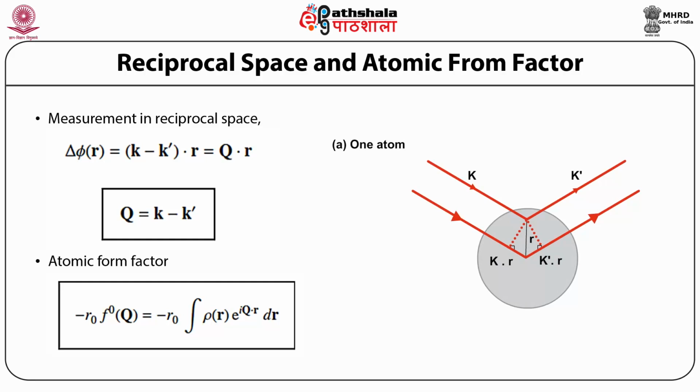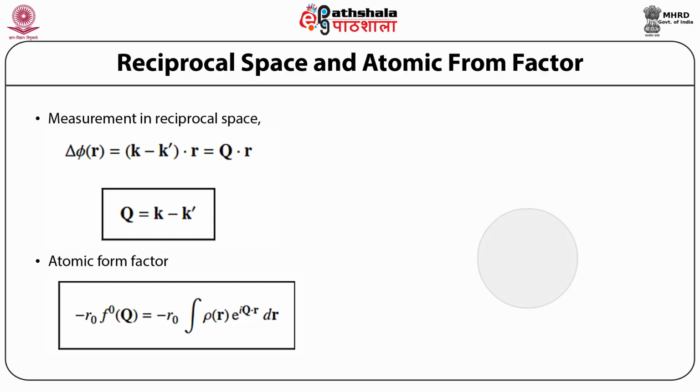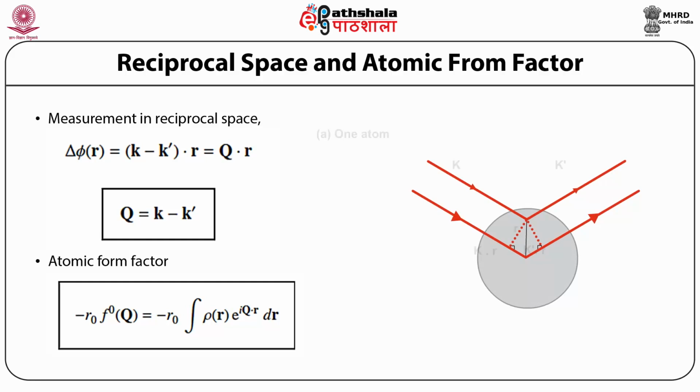So f0(Q), it means we are talking about that in reciprocal space. Q is the wave vector transfer, as you can see in this equation, k minus k dash. So basically this atomic form factor is a factor which depends on which type of atom you are using.